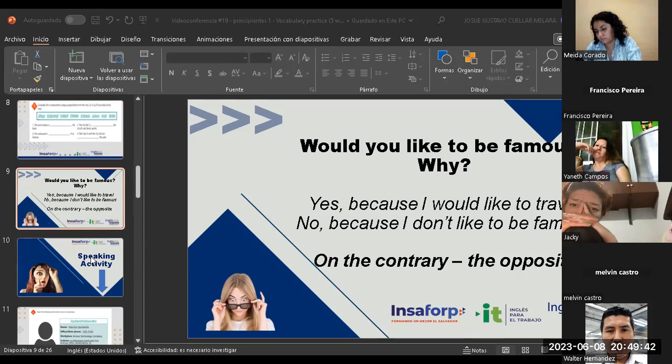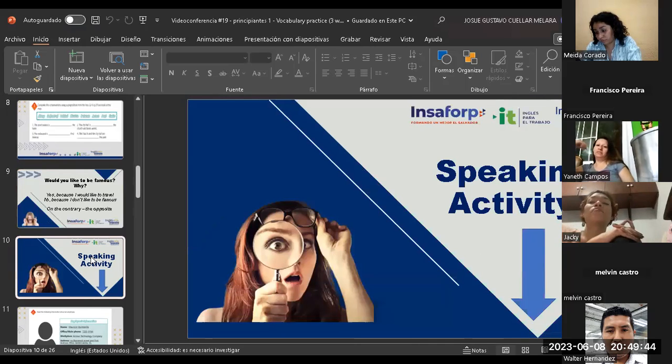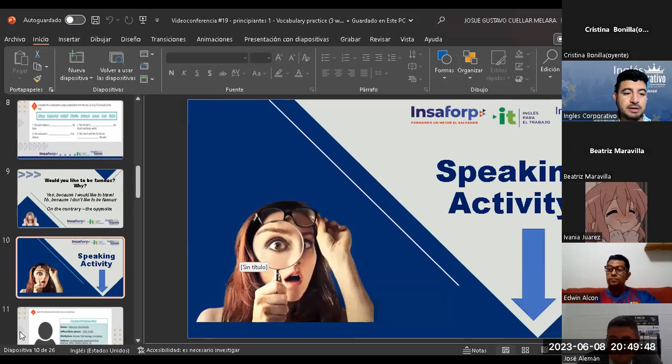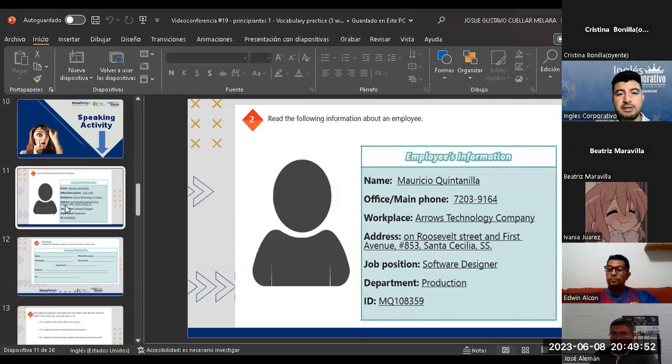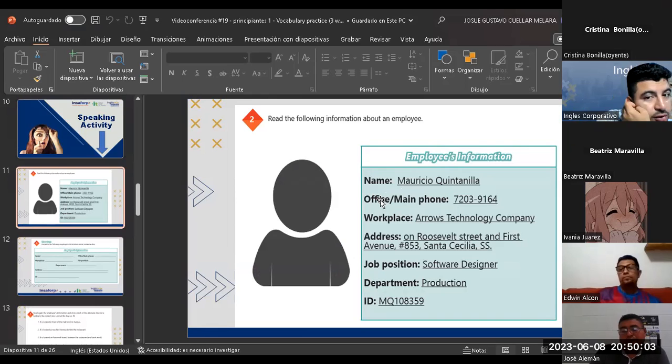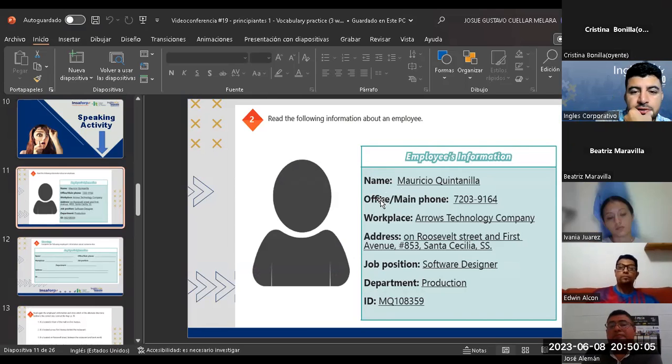Okay, no problem. Let's move to speaking activity. We're going to have a speaking activity in pairs. You're going to write the information of your classmate. For example, name, office phone or main phone. Okay, depends on you. Workplace, el nombre de la compañía. Address, ¿verdad? La dirección. Job position.